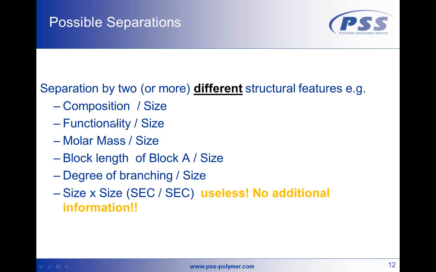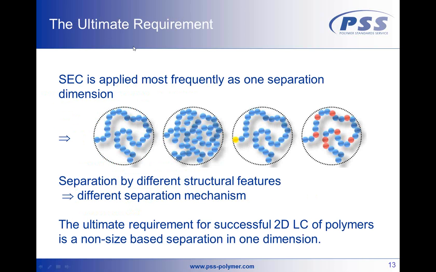So what we need apparently is different separation mechanisms. The first separation mechanism you might think of if you talk about polymers is size exclusion chromatography. It is certainly the most frequently applied chromatographic separation type, and it simply separates according to the size. If you look here, these structures are all of the same size, as indicated by these black lines, but certainly their molar masses are different, or their compositions are different, and so forth. So size exclusion chromatography alone cannot resolve the problem.